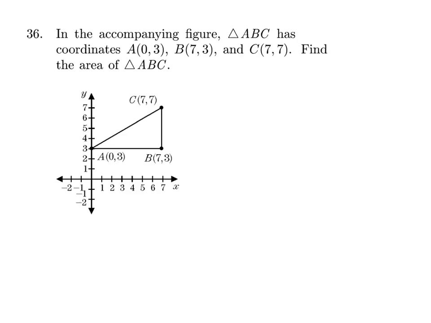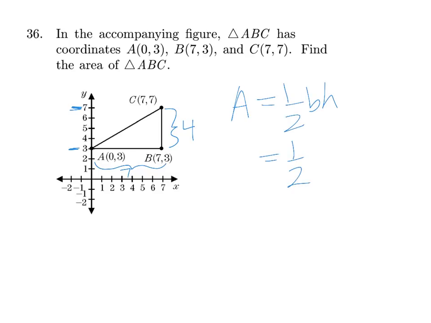For the next one, in the accompanying figure, ABC has coordinates 0, 3, 2, 2, 2. Find the area. Oh, that's simple. Okay, so the distance from here to here is 7. The distance from here to here, let's see, starts at 3, ends at 7. So the difference is 4. All right, there we go. Very easy problem. Just have to know how to interpret the data that you're provided with.